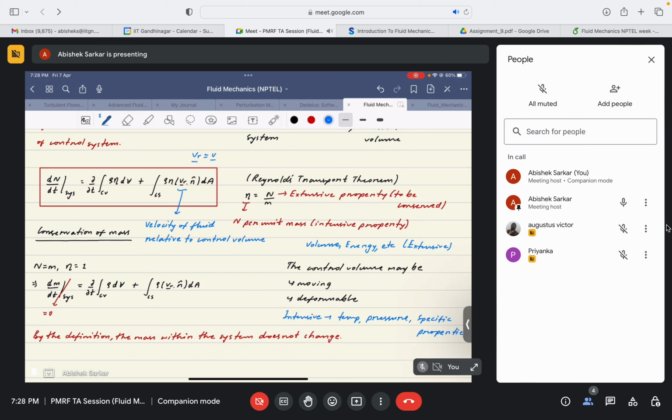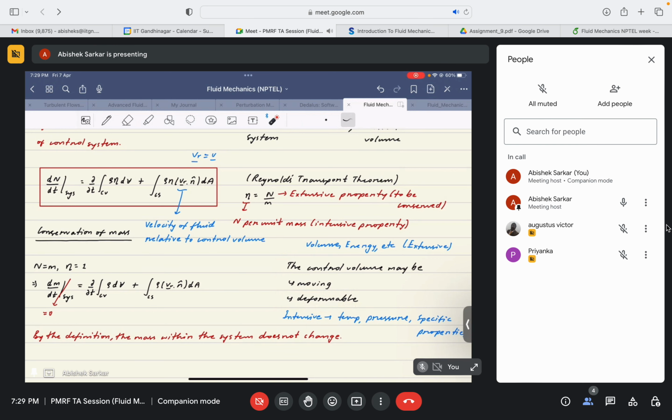Okay. So as I've also mentioned here, the control volume that we choose may be deformable and moving. We have no restrictions over this initial formula of the Reynolds transport theorem; the control volume may be moving and may be deformable. So these two restrictions we have not put yet in this formulation. So this is a very general form, the most general form of the Reynolds transport theorem.